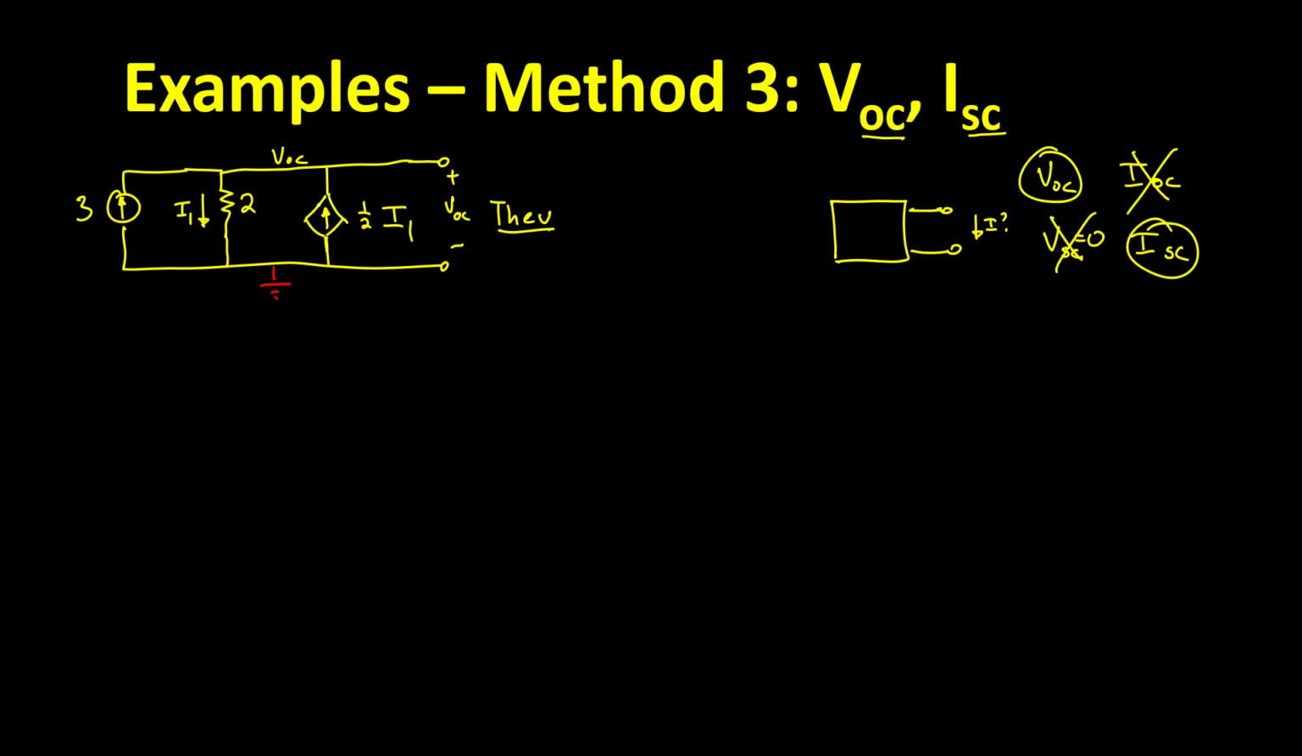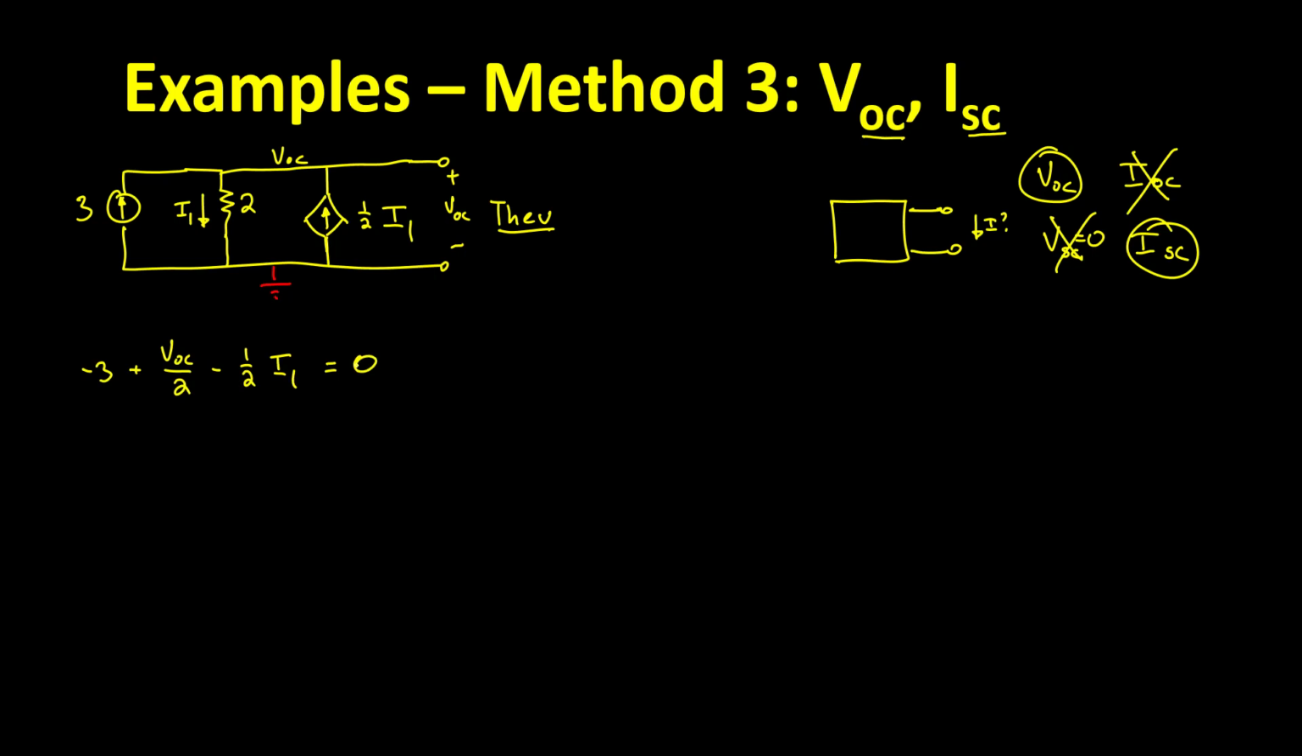So summing currents, positive exiting that top node. The current going down here is -3. The current going down here is VOC divided by 2. The current going down here is -1/2 I1. And all that has to be equal to 0. So that's our nodal equation.